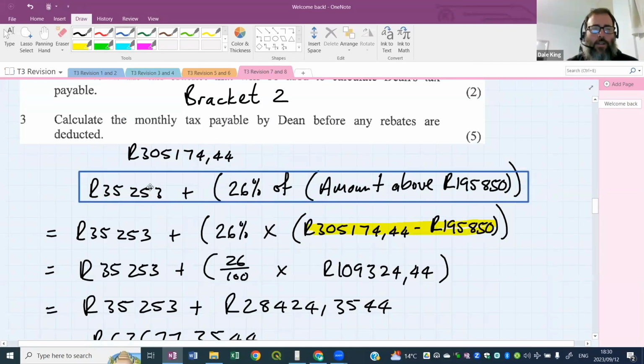It says you need 35,000 plus 26% of an amount. And in this final bracket here at the end, this is an amount, and this amount is the amount above 195,000 that you are. So you've got to work out how much you are above 195,000, taking your annual salary. To find out how much above, like you told me, you subtract it, and that'll give you this value here. Correct.